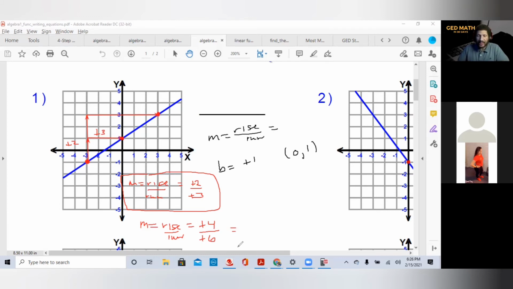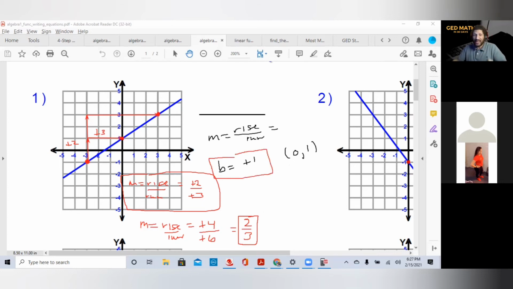Reduce to lowest terms. So 4 going to 2, I mean, 2 going into 4 two times, and 2 going into 6 three times. Now look, we have the same exact slope. So now we have our 2 things that we need. We have our slope, which is 2/3. We have our y-intercept, which is +1.